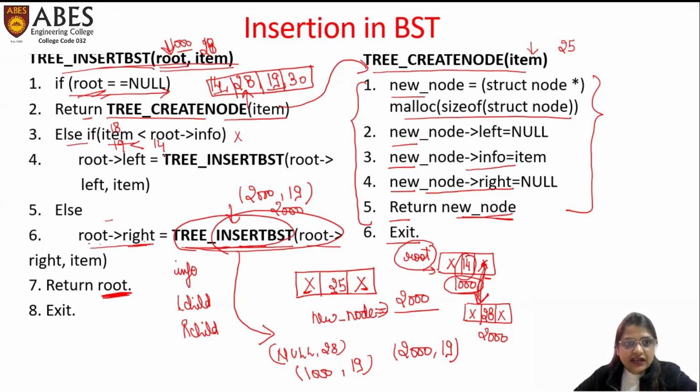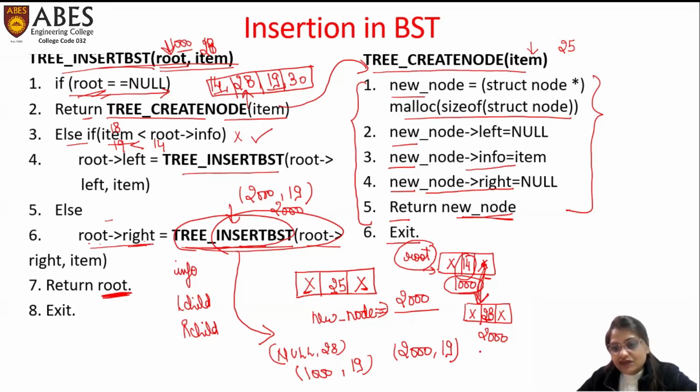Root is not null. Then again it will go here. 19 is less than root info. Now root is 28. Yes, the condition will be true now. Then it will invoke the tree insert function again. Why are we invoking this function again? Because we want to call the create node function, which will allocate a memory block.